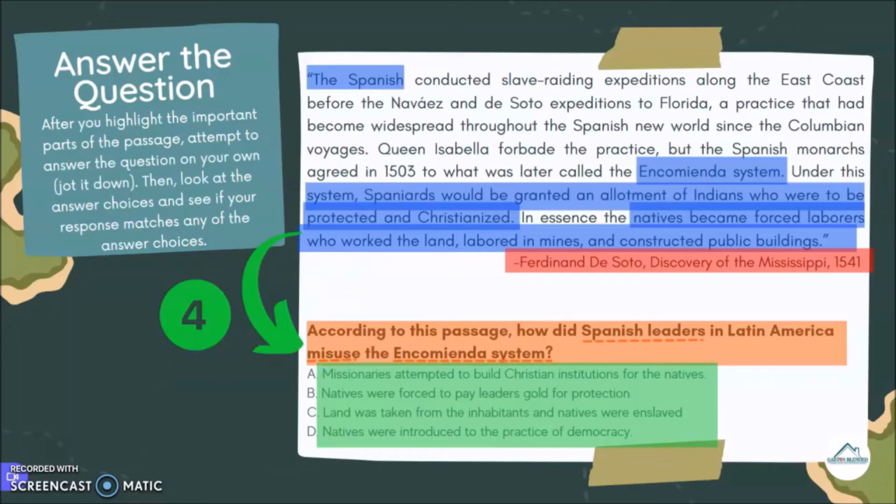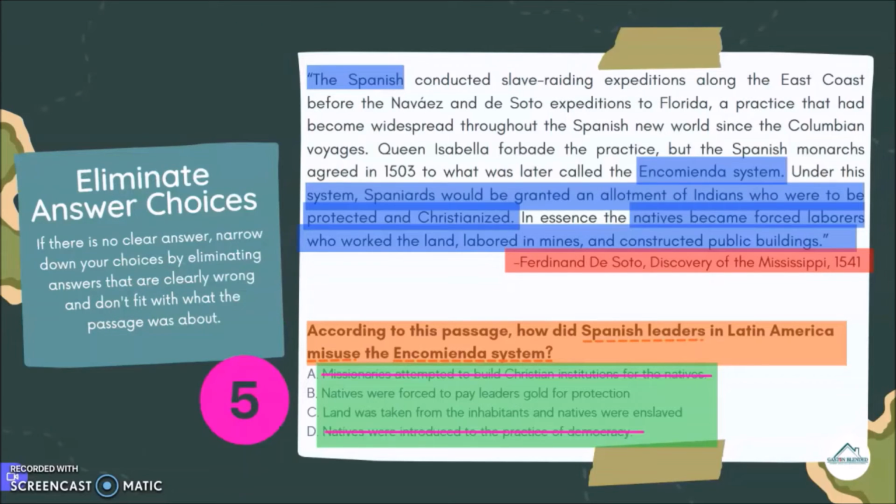The next step is for students to try to answer the question on their own. I encourage them to jot it down, and then what they'll do is they'll compare what they've written to the answer choices to see if any responses match what their answer choices list. If students are having difficulty finding one that really fits with what they jotted down, they can also eliminate answer choices. So I might assume that the encomienda system, based on what I had highlighted, was misused because Spaniards were supposed to use their allotment of Indians to protect and Christianize them. However, the natives were forced laborers who worked the land, they labored in mines, and constructed public buildings. So they weren't doing with the natives what they were supposed to.